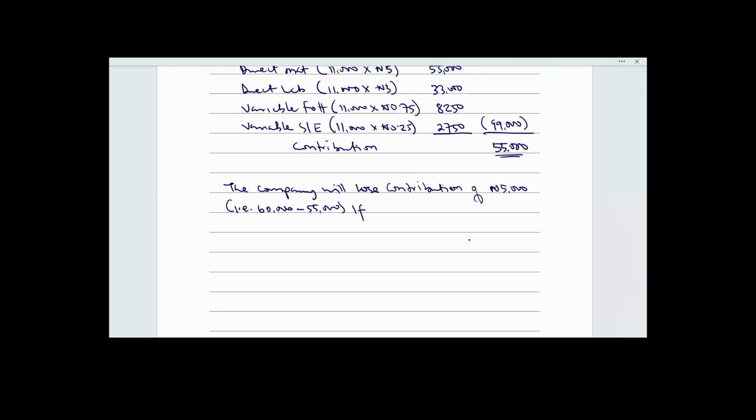If selling price is reduced to 14 naira and sales volume is increased by 10%. That's the answer. And that's the end of the question.